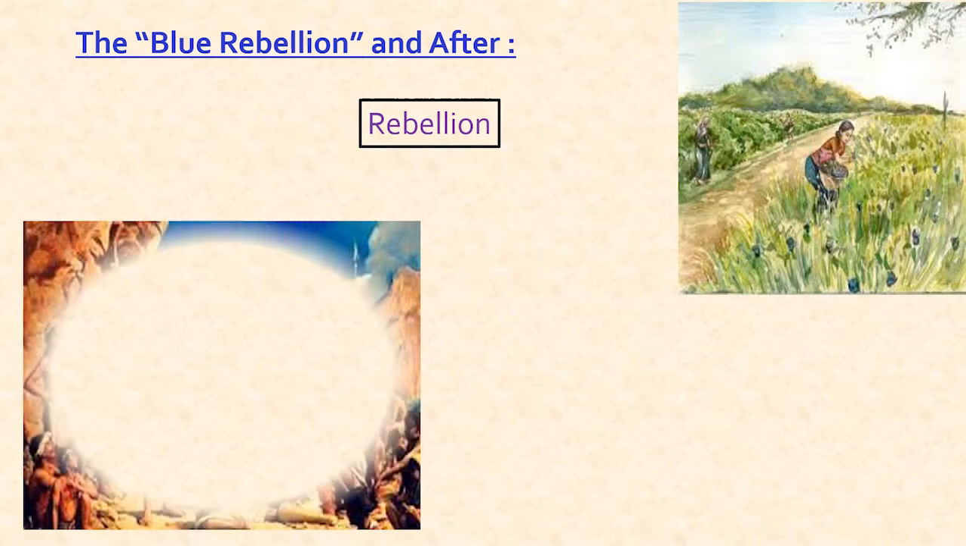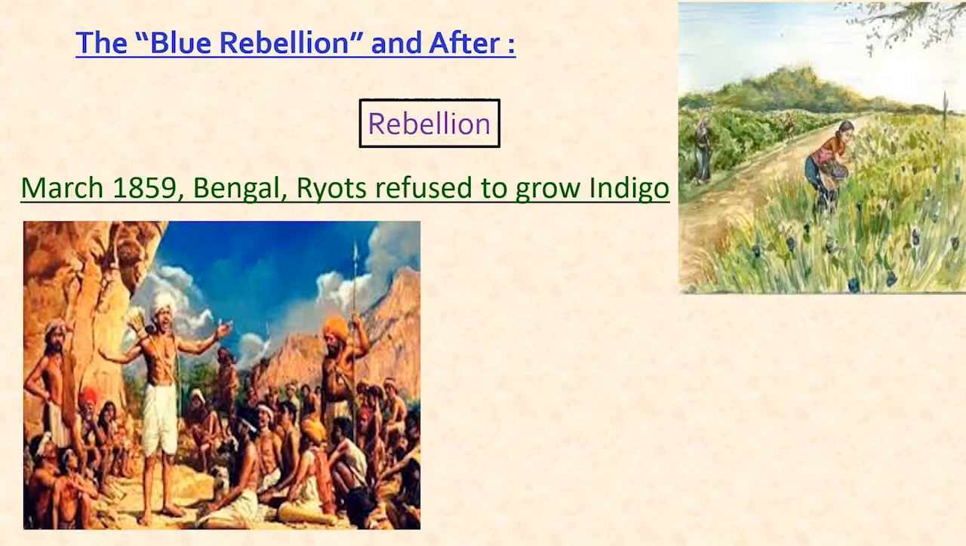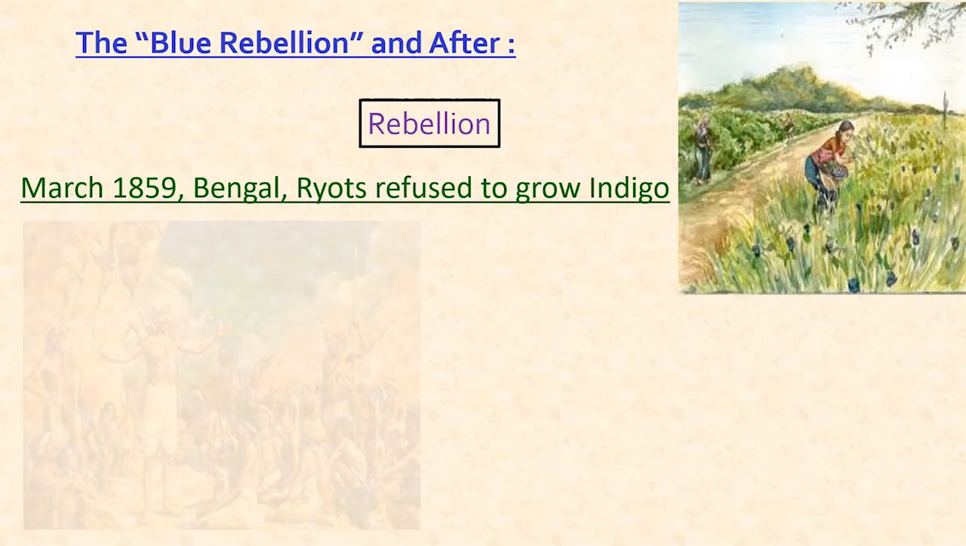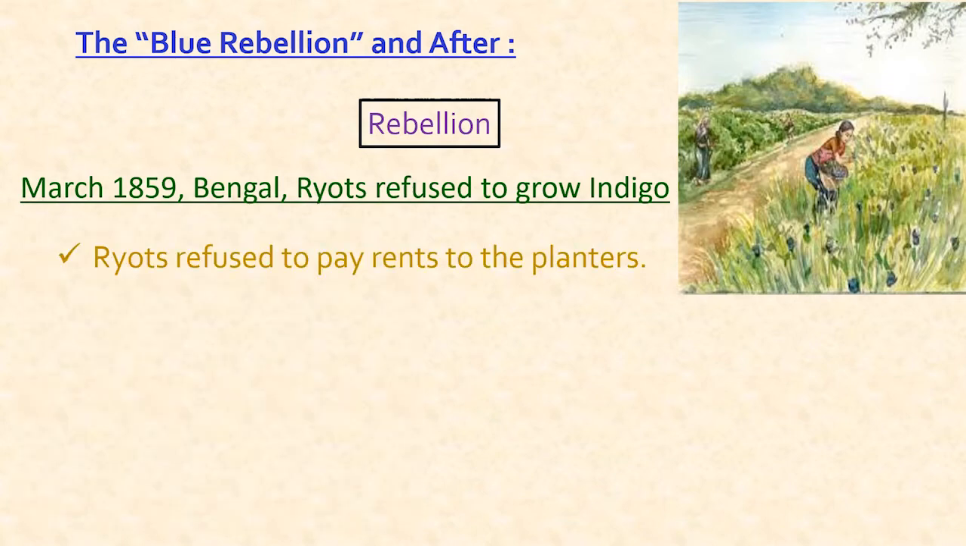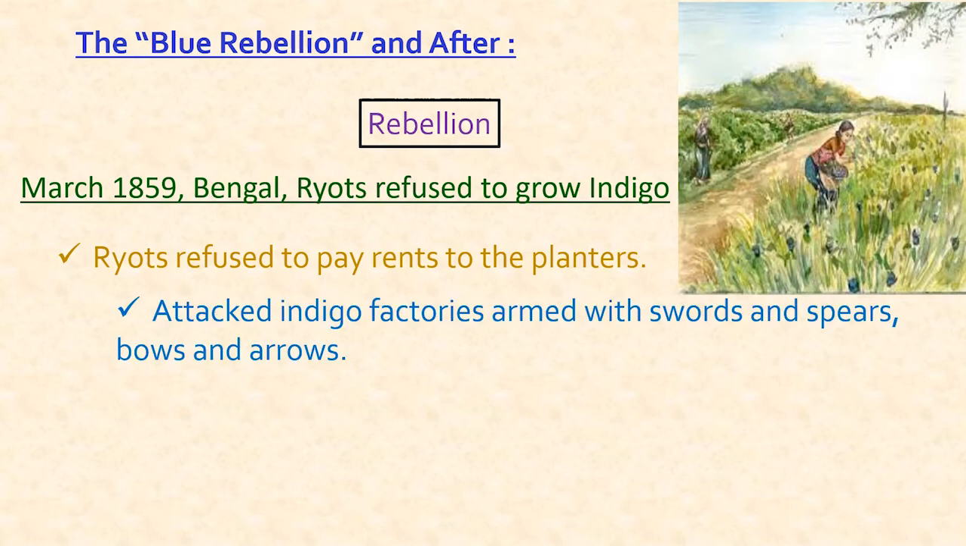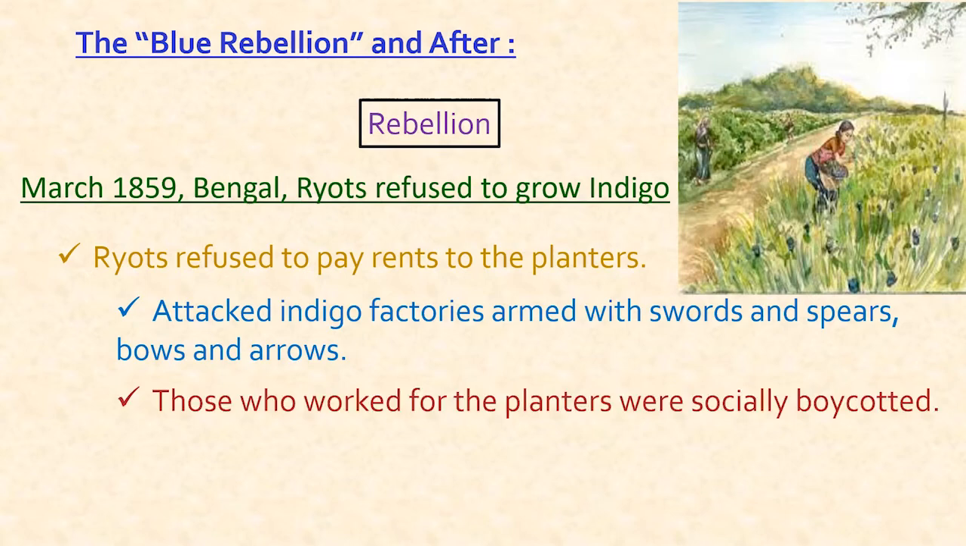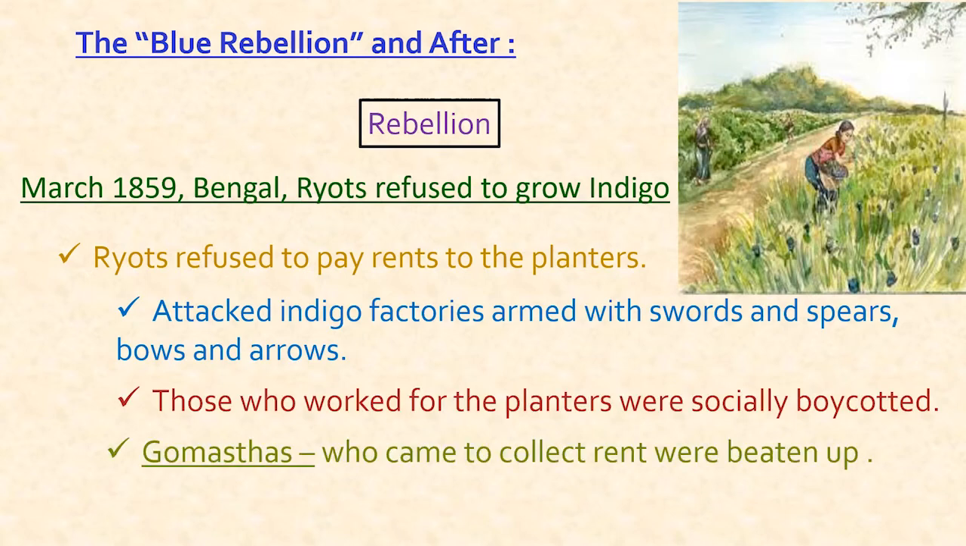Blue Rebellion. Blue Rebellion basically means the indigo rebellion, in which the people who were forced and were not happy with the indigo cultivation rebelled against the British government. In March 1859, Bengal ryots refused to grow indigo. They refused to pay the rents to the planters. They attacked indigo factories armed with swords, spears and bows and arrows. Those who worked for planters were socially boycotted.